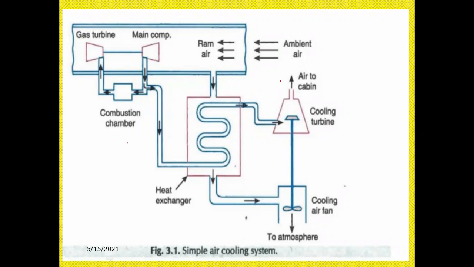Whatever the ambient air from the ram air place, it is passing to the heat exchanger process and making these channels cool, and it is coming into this pipe chamber and going to the atmosphere through the fan. So this is a simple air cooling system we are using in nowadays applications, right? What are the main components you are having? Cool air fan, cooling turbine, gas turbine, main compressor, combustion chamber and heat exchanger. So these are the main components of the air cooled system process. Next.